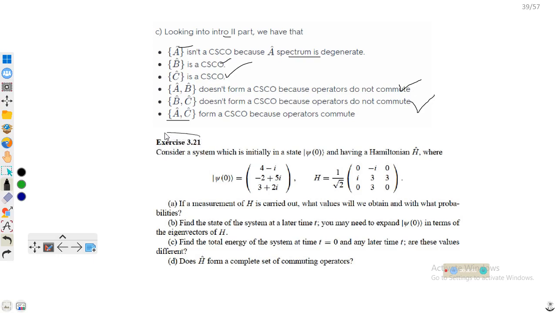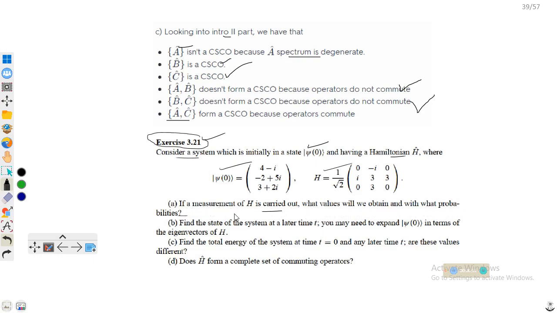In this lecture, we will discuss the solution for problem 3.21, which says: consider a system which is initially in a state psi at t = 0 and having a Hamiltonian H. We are given the state psi at time t = 0, which is this, and the Hamiltonian H is this. If a measurement of H is carried out, what values do we obtain and with what probabilities?